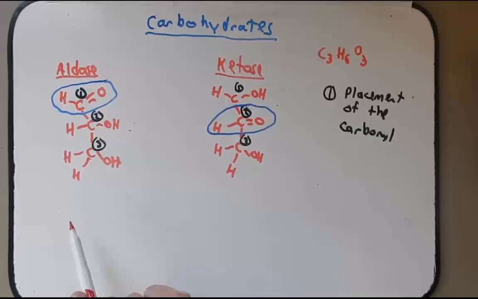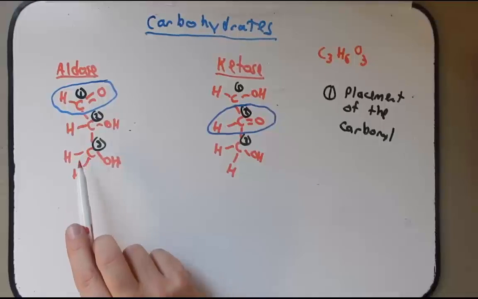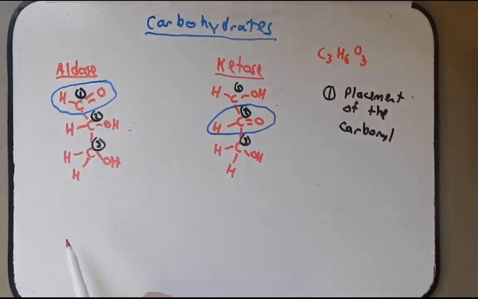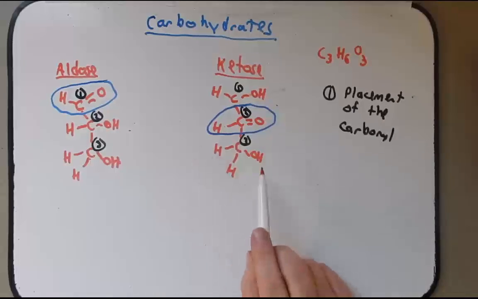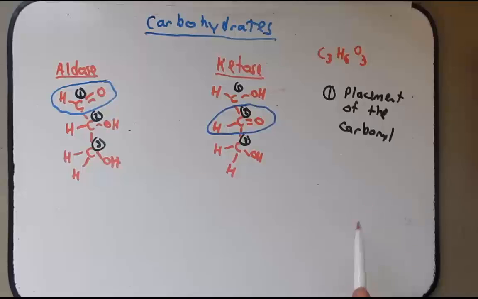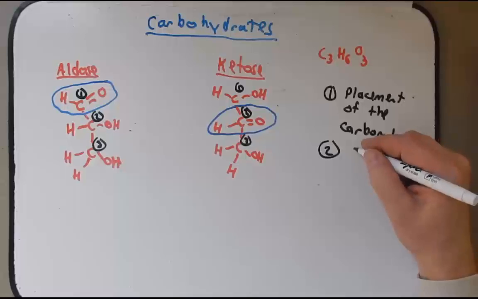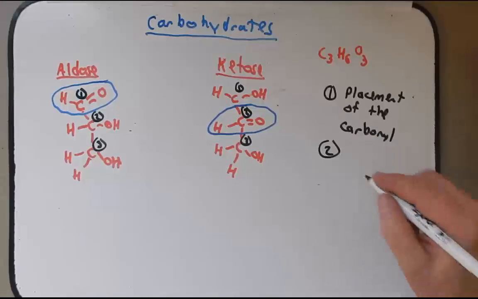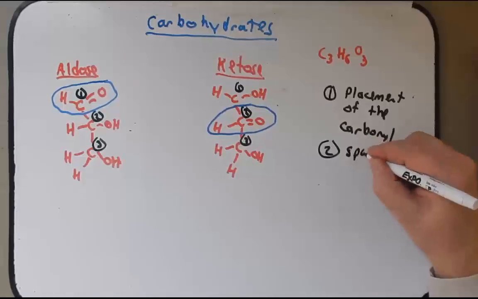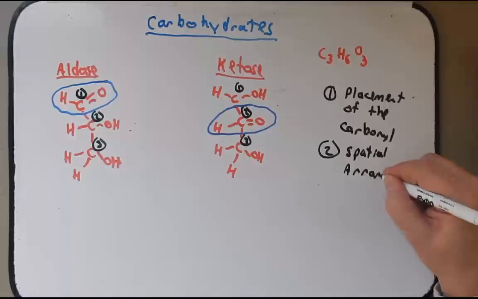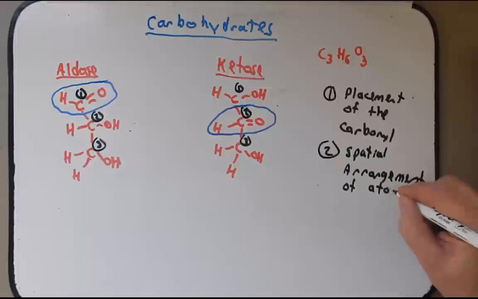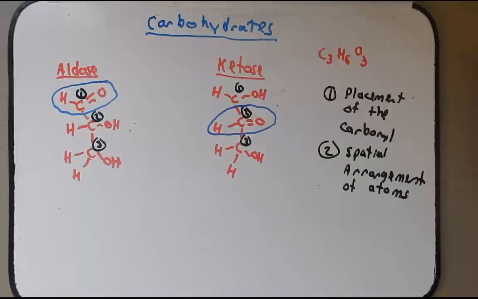Now this is important. For instance, aldoses will be used as a building block for a set of molecules, and ketoses will be used as a building block for a set of different molecules. And it's all based upon the positioning of that carbonyl. Now, the second example of how you could have 2 carbohydrates with the same atoms in it, yet they are different sugars, has to do with spatial arrangement of the atoms. This is a much more subtle difference.